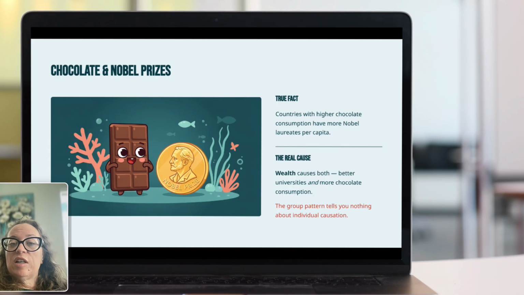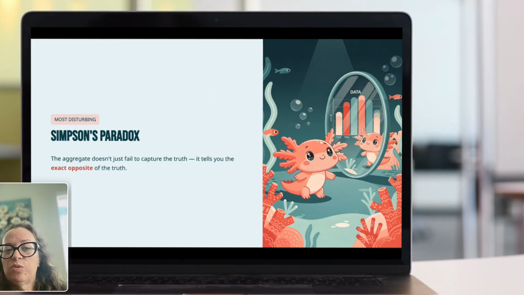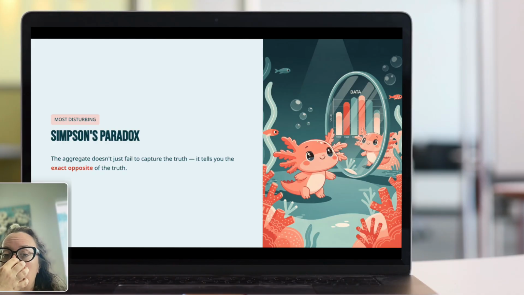But then the researchers examined admissions department by department, and they found something shocking. In most individual departments, women were admitted at equal or higher rates than men. So how is it possible? How were women being admitted into equal departments at higher rates than men, but not in the overall school? Here's what was happening. Women applied disproportionately to the most competitive departments: English, art, history, psychology, departments that rejected most applicants regardless of their gender. Men applied to less competitive departments: engineering, physical sciences, departments that accepted a higher percentage of applicants because they had more spots available and fewer people applying.